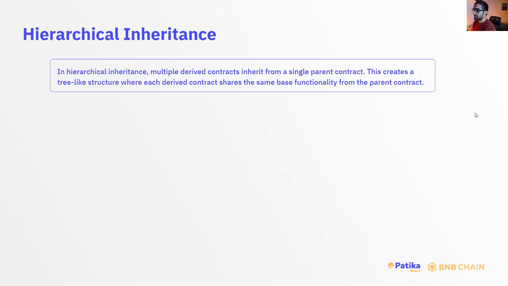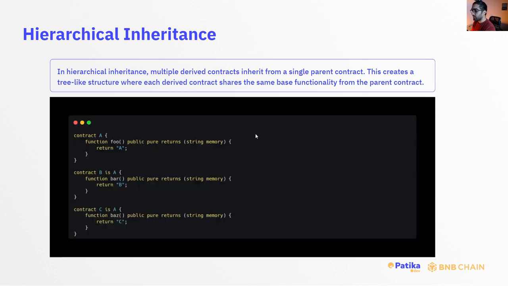So hierarchical inheritance. In hierarchical inheritance, multiple derived contracts inherit from a single parent contract. This creates a tree-like structure where each derived contract shares the same base functionality from the parent contract. For example, here I have a contract. It's like the country contract in our previous examples, and from other contracts I inherit this contract. Now I can use the foo function in this contract and in this contract as well, and these contracts are also having their own functions like bar and baz.